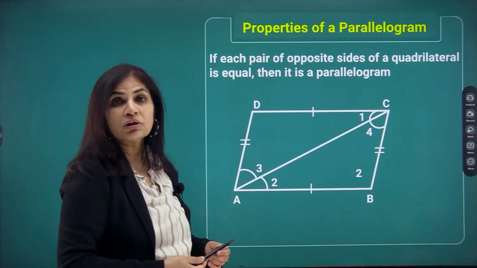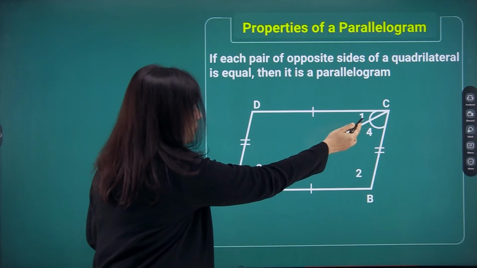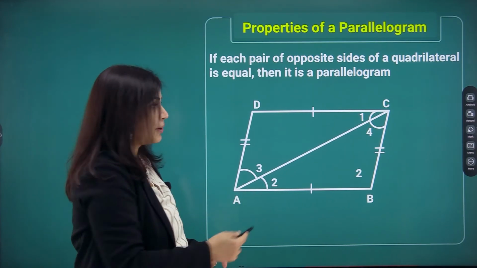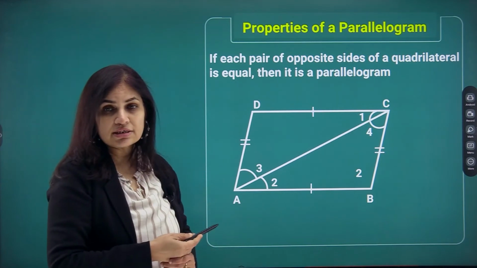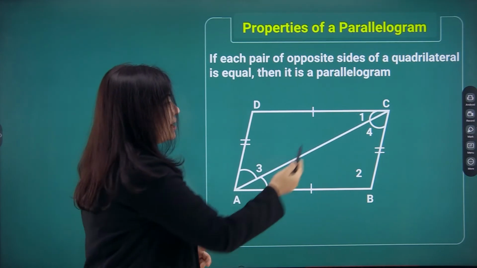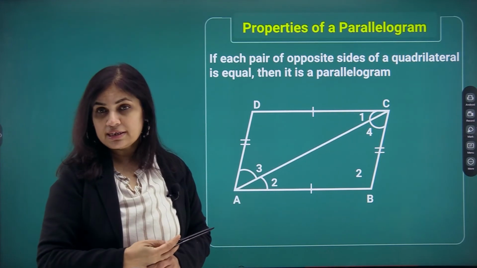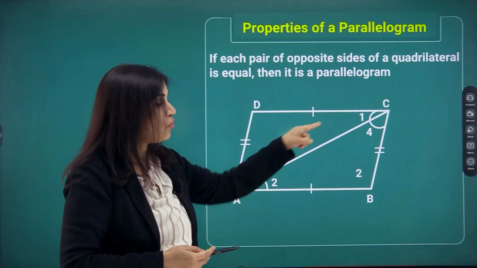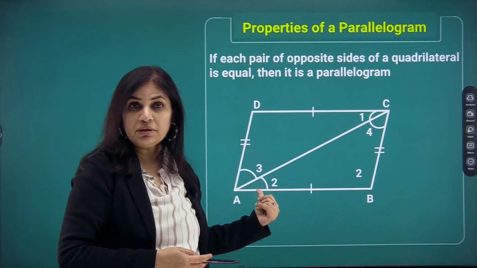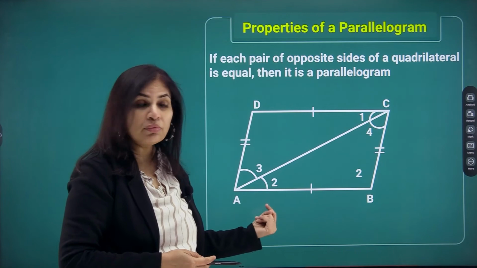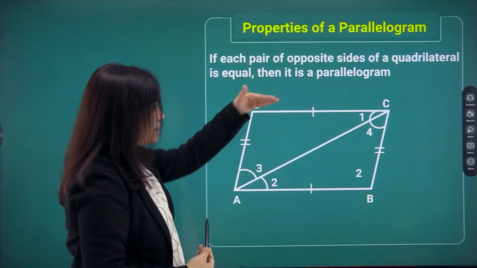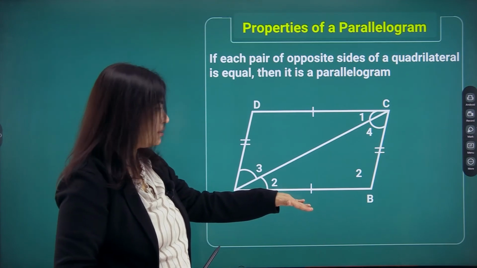Let us talk about the corresponding angles. Angle 1 and angle 2 will be equal because they are the corresponding parts of congruent triangles. And 1 and 2, we can clearly see that they form a pair of alternate angles. And when are the alternate angles equal? The alternate angles are equal only when the lines are parallel. So, this simply proves that this pair of sides are parallel.